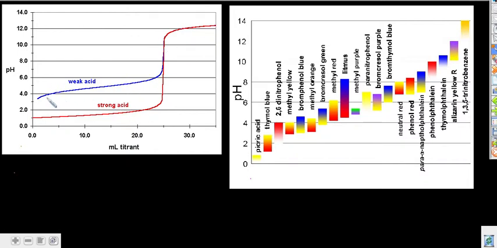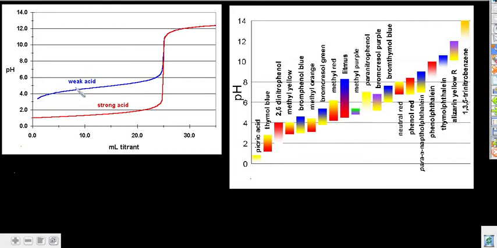So if I was titrating a weak acid, one of the things I notice right off the bat is it starts off at a higher pH, which makes sense. It's a weak acid. It's not going to completely dissociate. It's going to have its conjugate base in there, kind of going back and forth. So it starts right here.